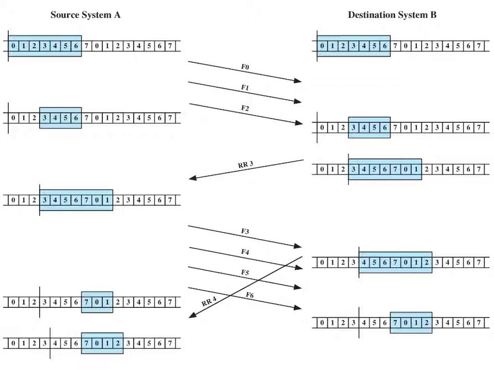Currently, there are no more frames outstanding. We haven't sent anything else, so we're allowed to send another 7 frames. The window is 7. So that's showing an example of how A and B, the source and destination, keep track of what they have sent, what they have received, what has been acknowledged. Because we need a limit on how much we send before we wait for an ACK, and that's what the window does.